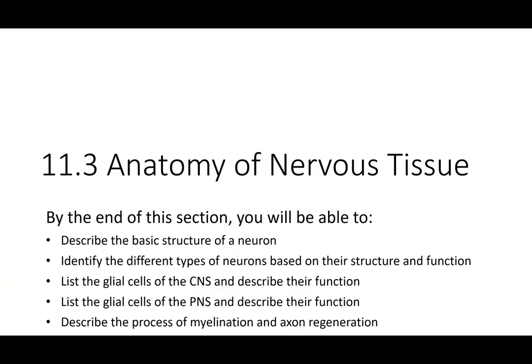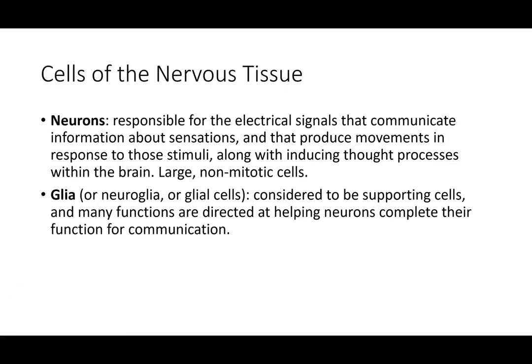All right, in this video, we are going to look a little bit more in detail at the different types of cells within the nervous system and their structures and what they do, and we'll talk briefly about myelination and axon regeneration as well. So again, the two main cells of the nervous system are neurons, which are the ones responsible for the signaling, usually electrical signals, but chemicals also play a role. So they're responsible for those signals, either picking up sensation, so sensing that environment, or communicating some sort of response.